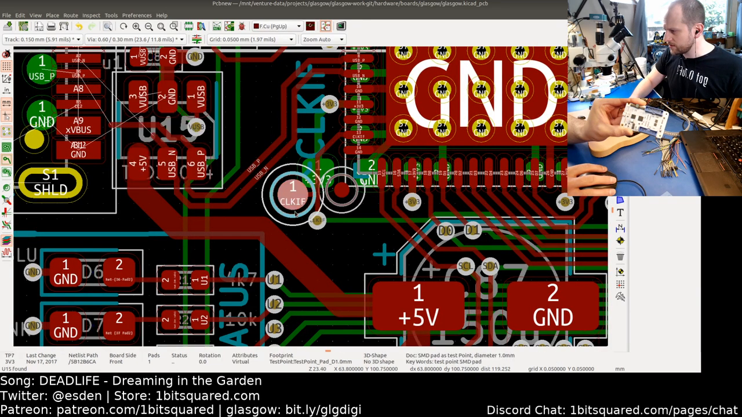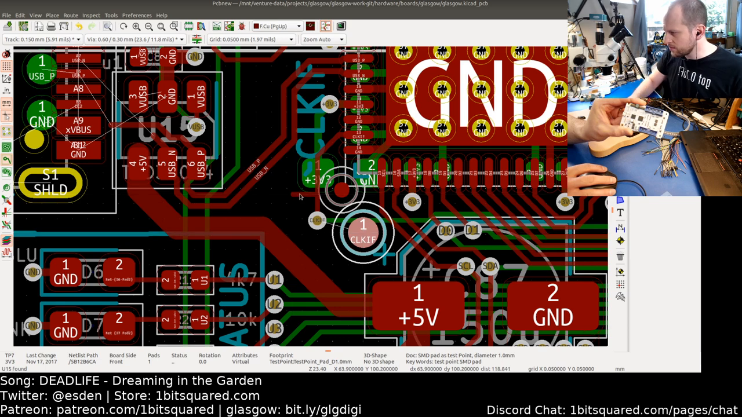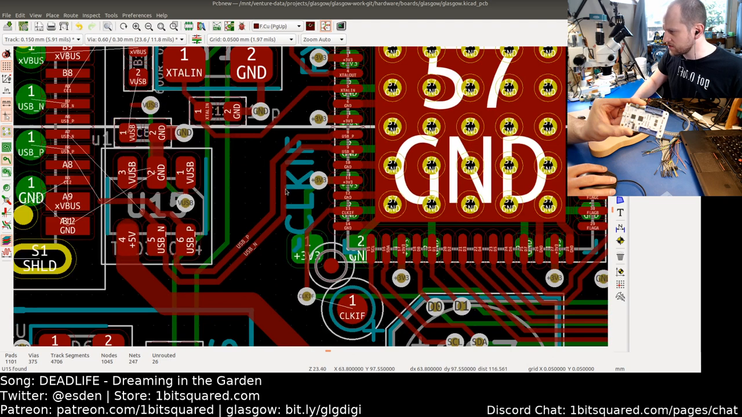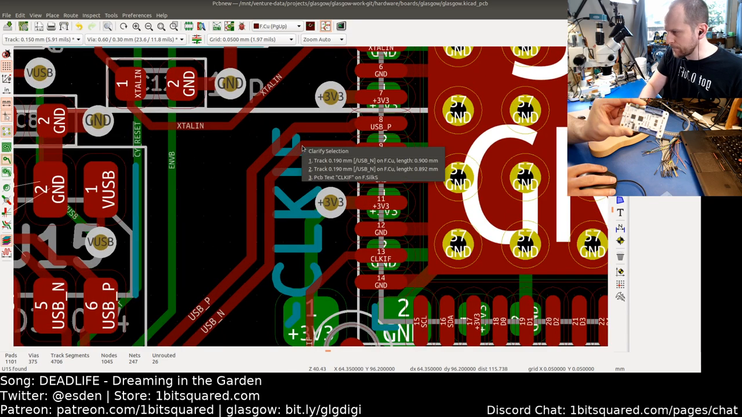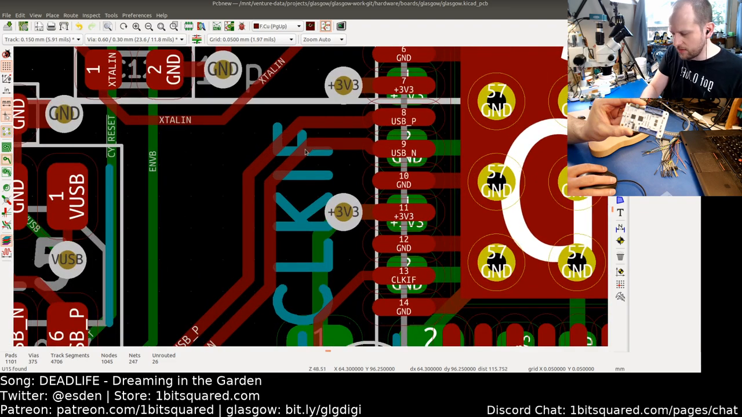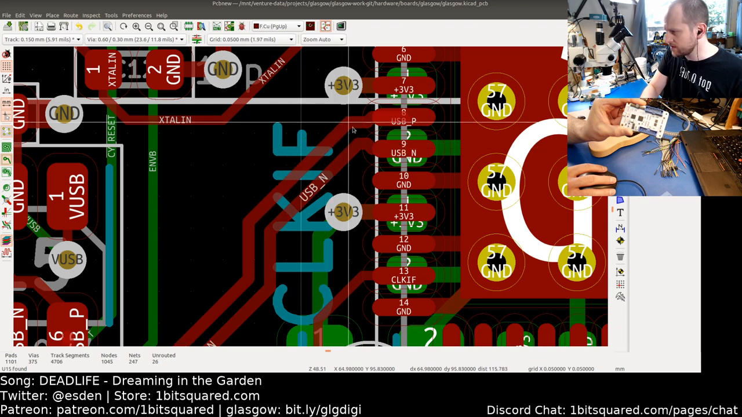Okay, so let's move this clock here. Oh, come on, dude. Yeah, it should walk around, but that's fine. Let's just move this for now. These are differential pairs. I should probably route them as differential pairs. But let's move them out of the way first, because the differential pair routing is somewhat tricky at times. Oh, come on.